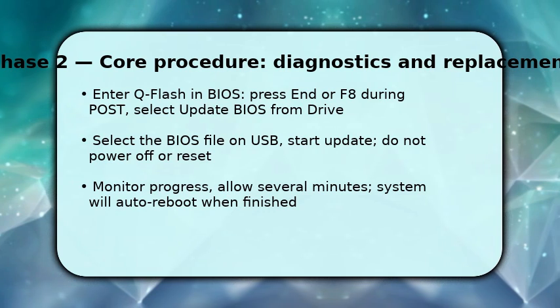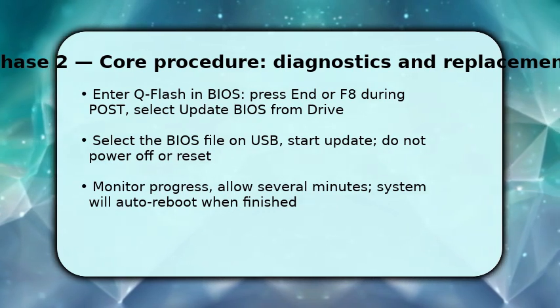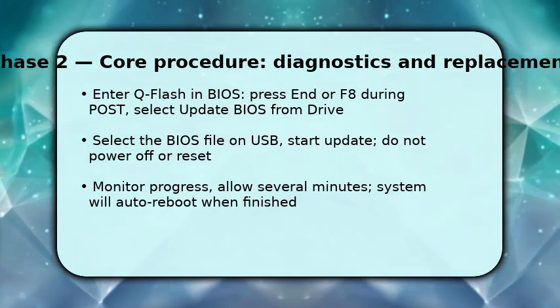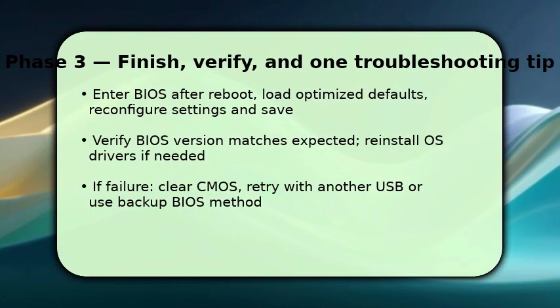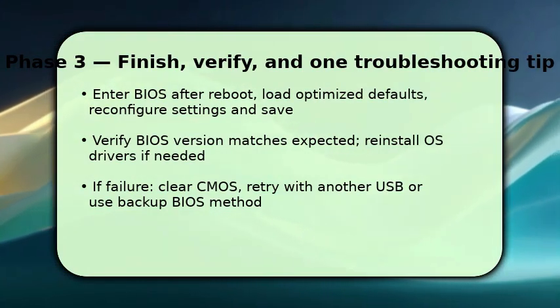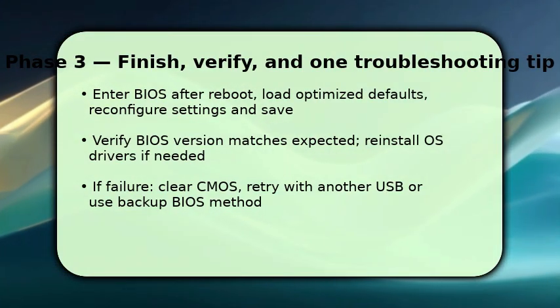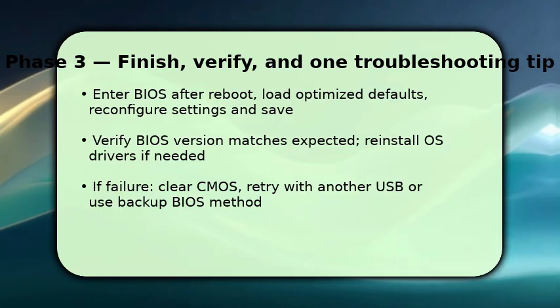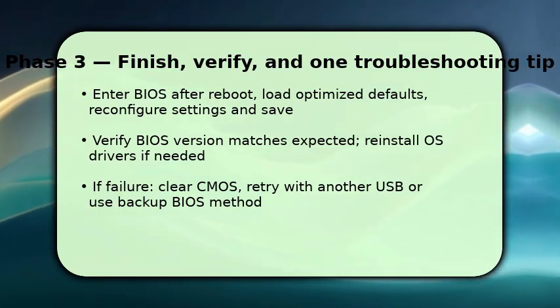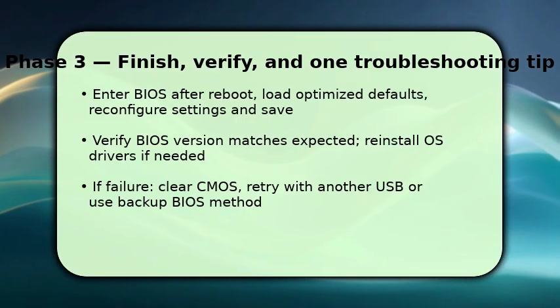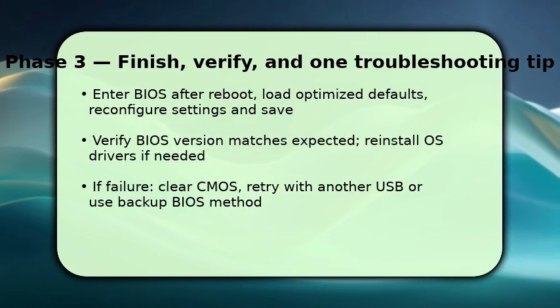After the reboot, enter BIOS and load optimized defaults to ensure stability, then reapply any custom settings like boot order or XMP manually. Save and exit. Confirm the BIOS version matches the file you flashed so you know the update succeeded. If the system behaves oddly, reinstall chipset drivers or restore settings.